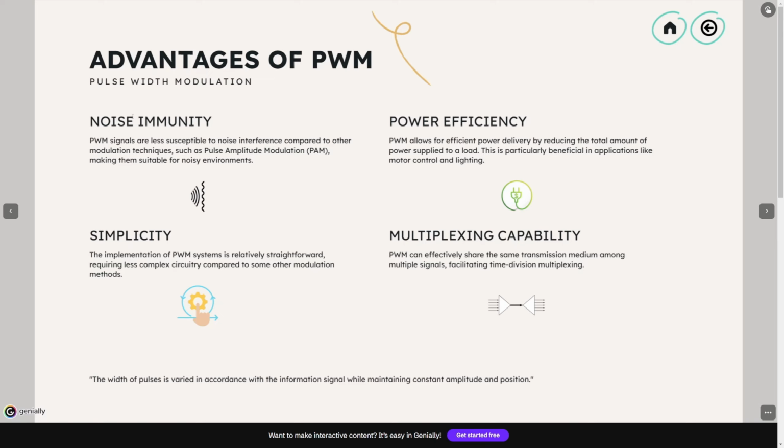The third one is simplicity. The implementation of a PWM system is relatively straightforward, requiring less complex circuitry compared to some other modulation methods. And the last one is multiplexing capability. PWM can effectively share the same transmission medium among multiple signals, facilitating time division multiplexing.